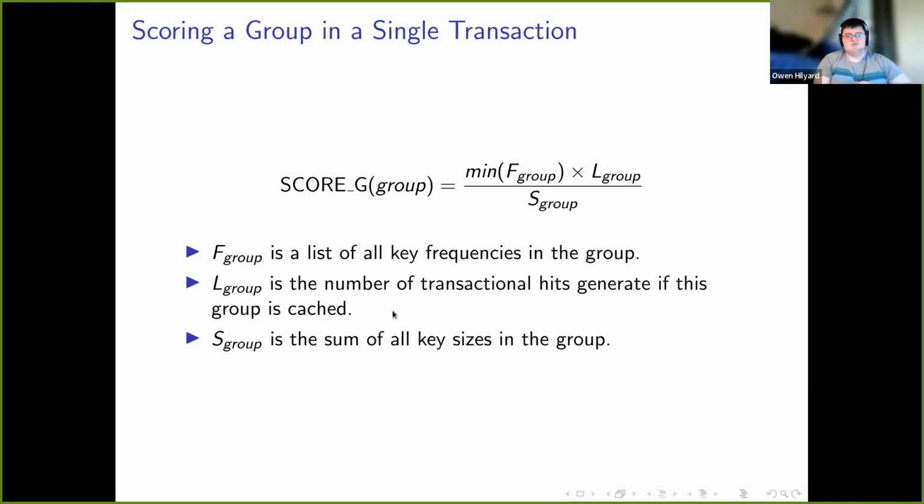So the way a single group is scored is you look at all the key frequencies and you take the minimum of that and multiply by the number of transactional hits generated. Essentially, you divide how useful the group is to cache by how big it is, which is how expensive it is to cache. So you're trying to optimize for most value per resource spent while caching. And we need to calculate this score so that we have a number that we can plug into existing cache eviction algorithms.